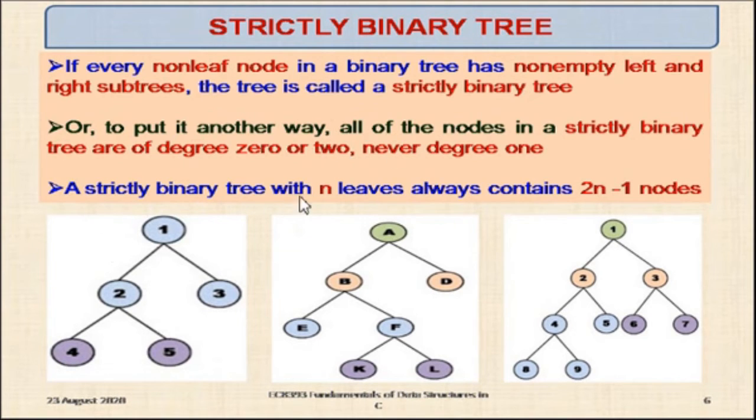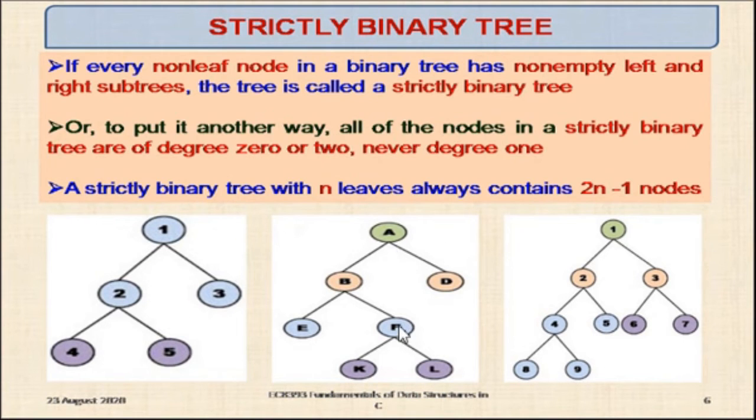A strictly binary tree with n leaves always contains 2n minus 1 nodes. Right. Look at the first example. Here we have how many leaf nodes? 3 leaf nodes: 3, 4 and 5. So n is 3 here. So how many nodes are available in the strictly binary tree? We can calculate using this formula: 2 into 3, 6 minus 1. 5 nodes are there in the strictly binary tree. You see, 5 nodes are there.